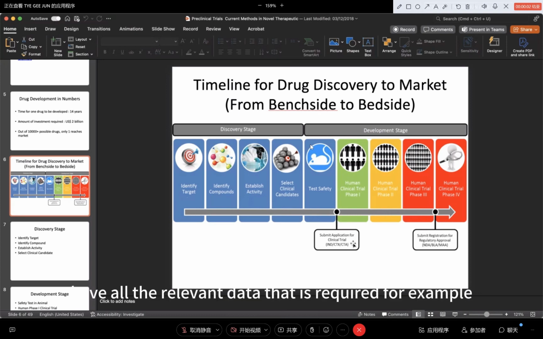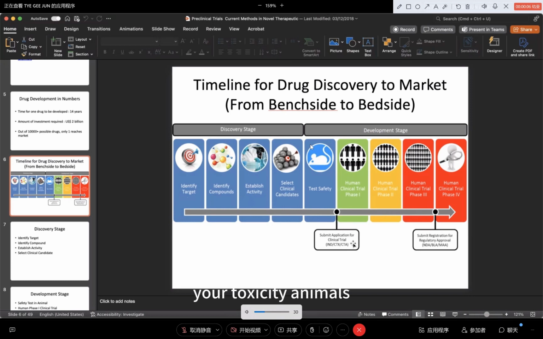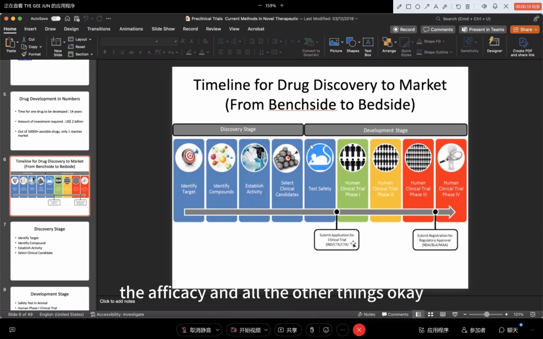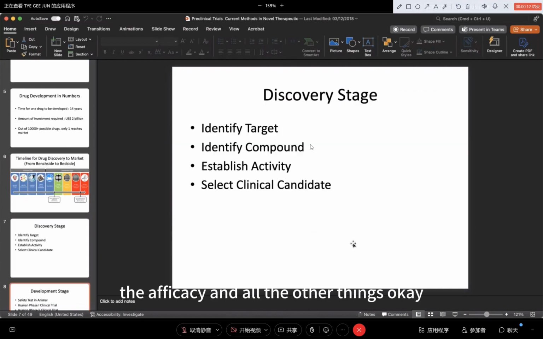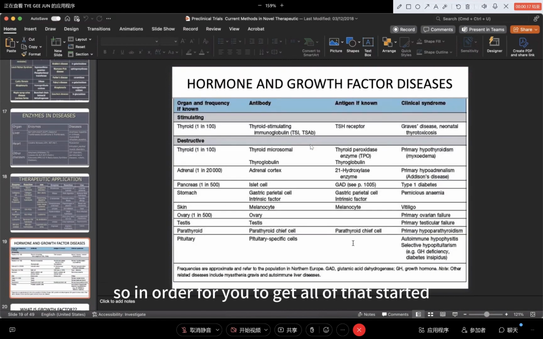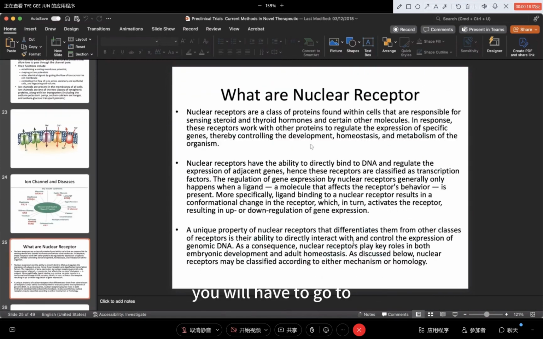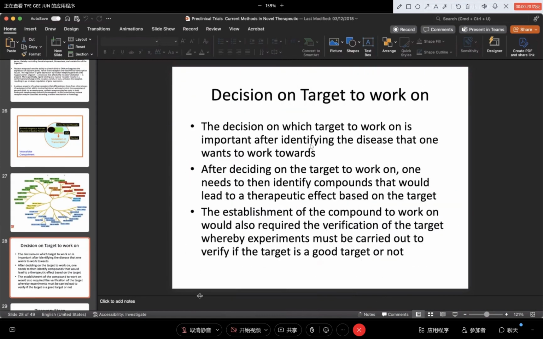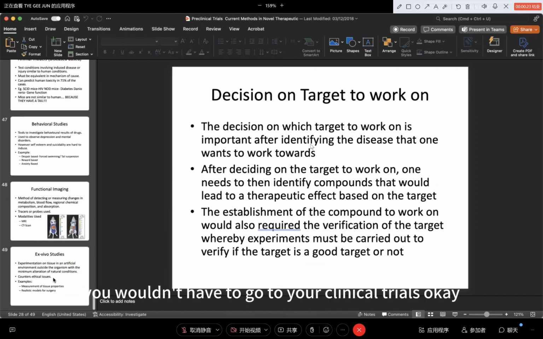Have all the relevant data that is required. For example, your toxicity in animals, the safety in animals, the efficacy, and all the other things. Okay, so in order for you to get all of that sorted, once all of that has been done, you would then have to go to your clinical trials.